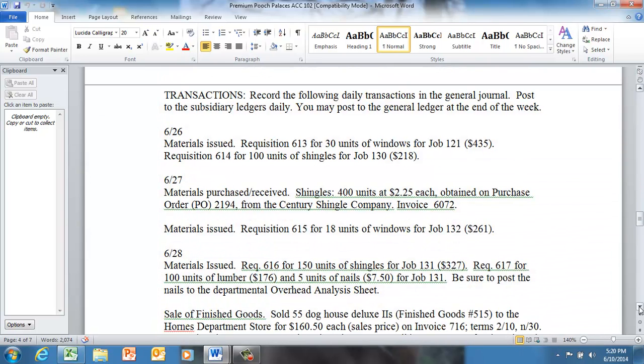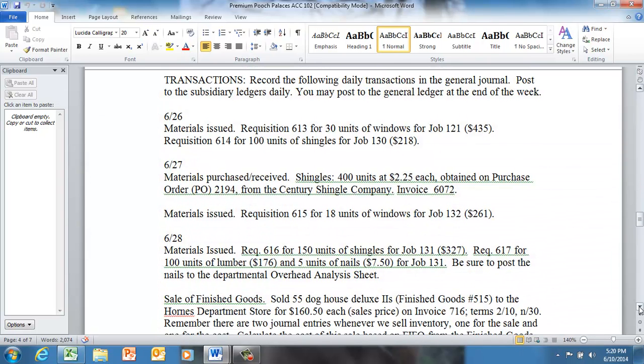And the page after that starts the actual transactions that you're going to do, which start the last week of June. And so we're going to take a look at a couple of these transactions, how to put them in the journal, how to post them to the subsidiary ledgers, which are on Excel. So let's take a look at this first transaction on June 26th. Materials were issued.